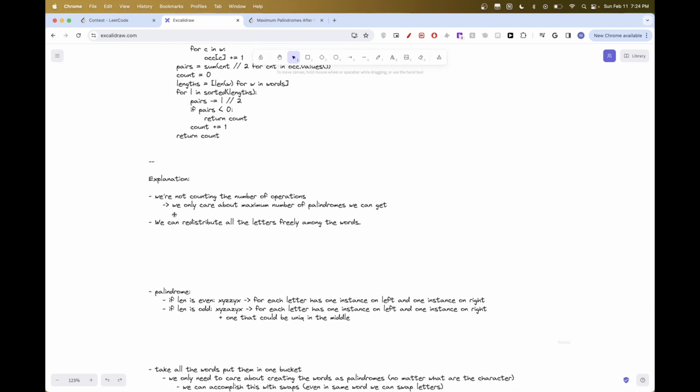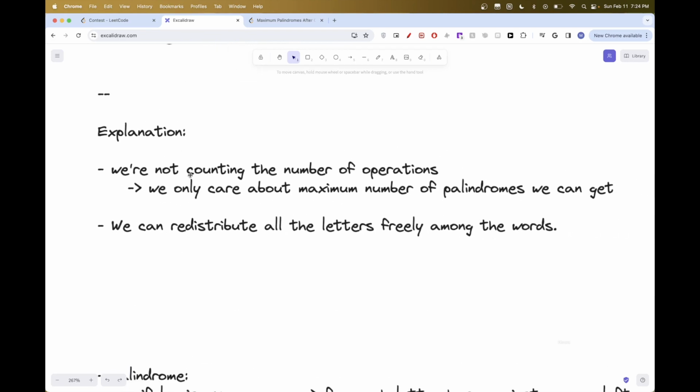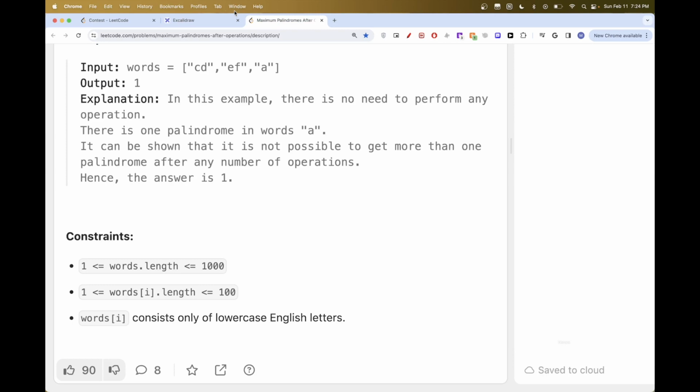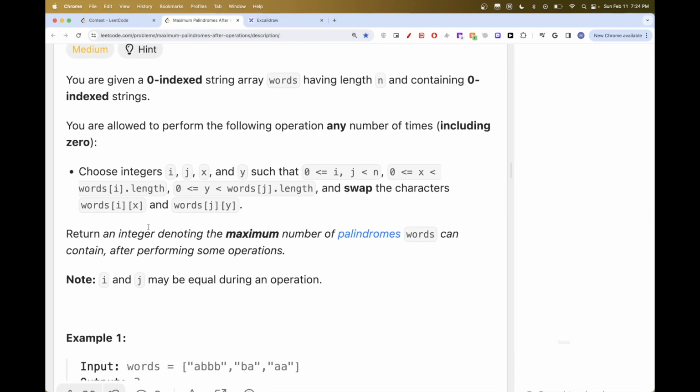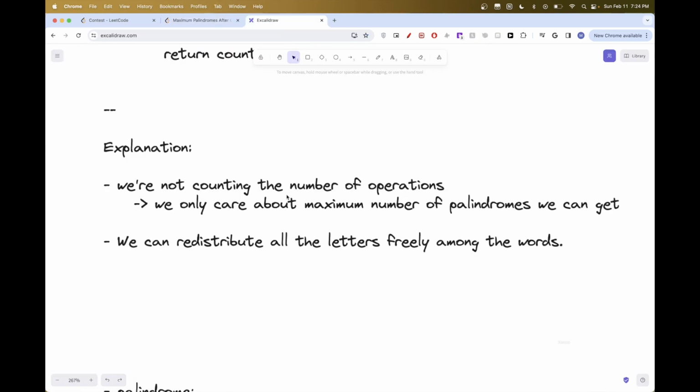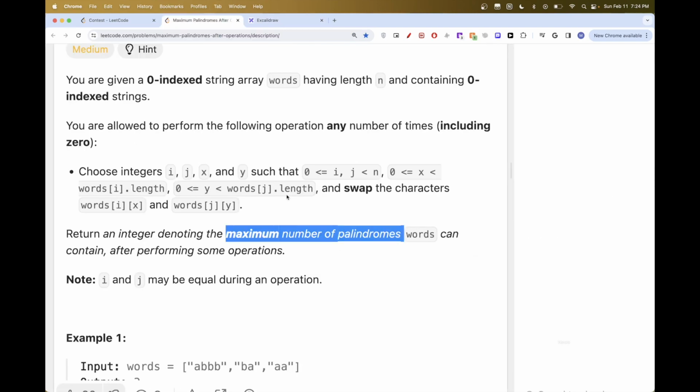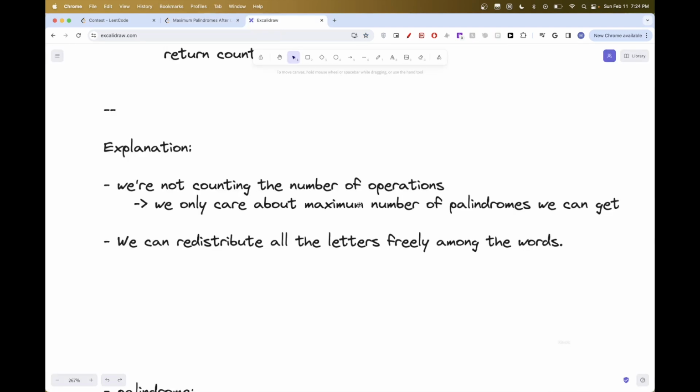So the first one is we are not counting operations. That's literally what the problem says here. We don't need to return the number of operations. You can apply any number of times, including zero. We only want to know the maximum number of palindromes we can get. You can do as many operations as you need. So that's important here. We don't need to actually worry about doing the operations themselves. If we can come up with a shortcut, then that would work.